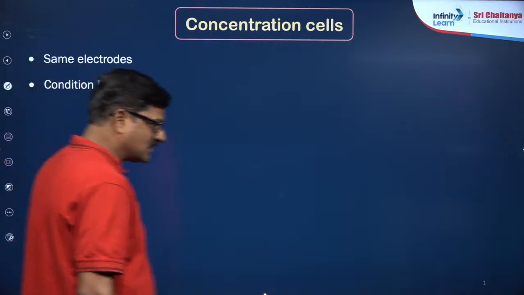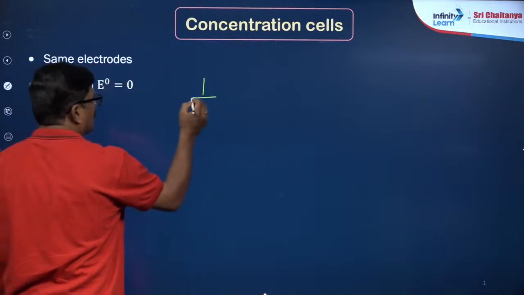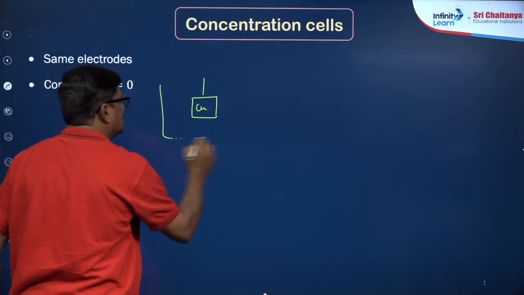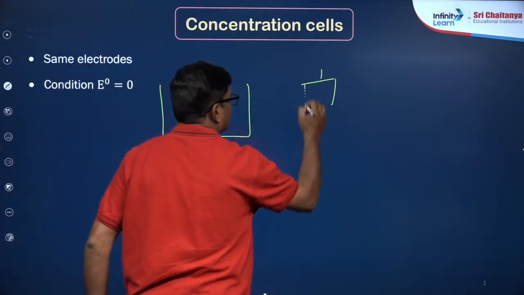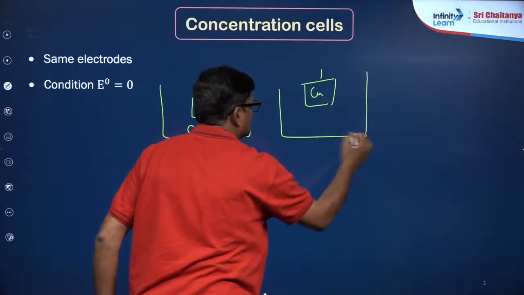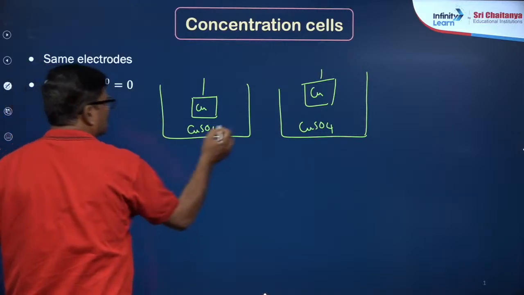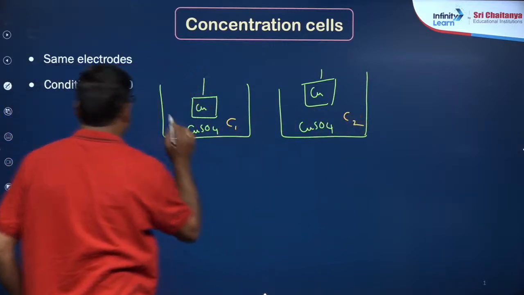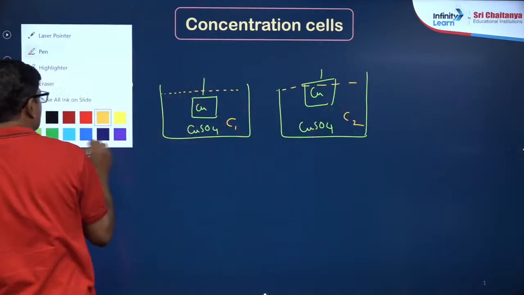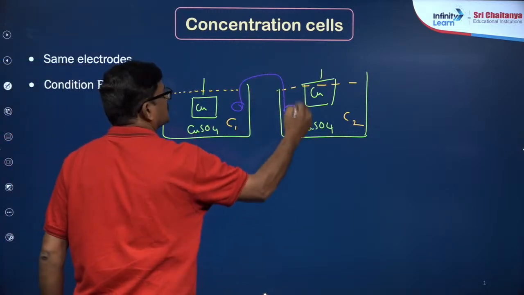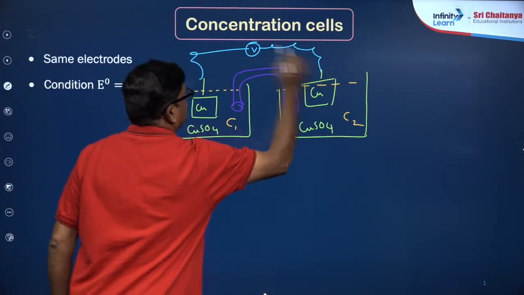Concentration cells. A concentration cell is a cell where you can see copper immersed in copper sulfate, at say C1 concentration and at C2 concentration, so different concentrations. These two are connected by using a salt bridge, and it is connected by using an external circuit.